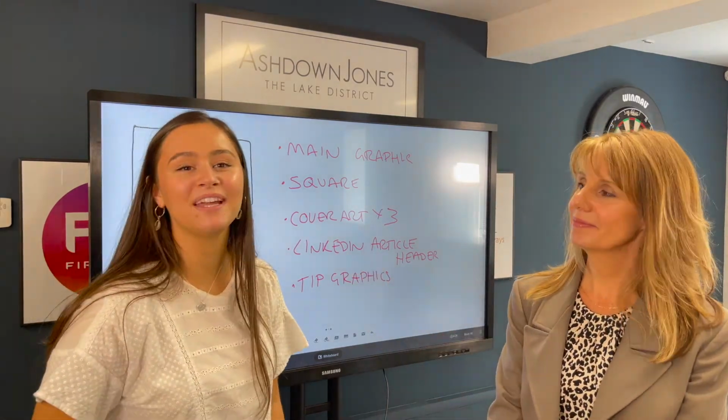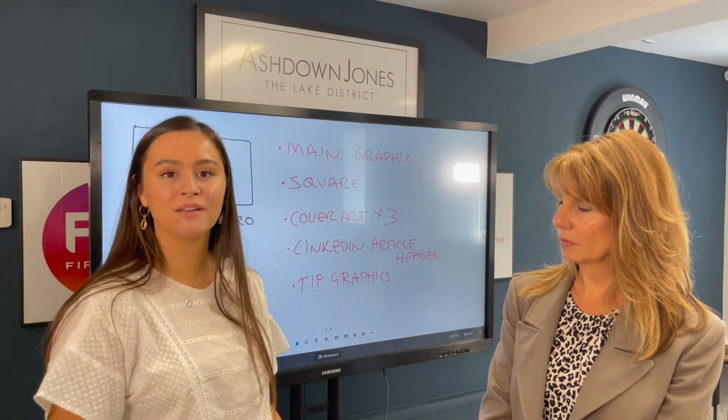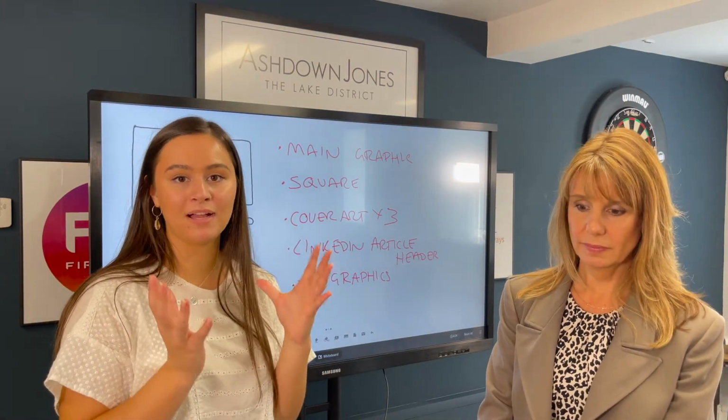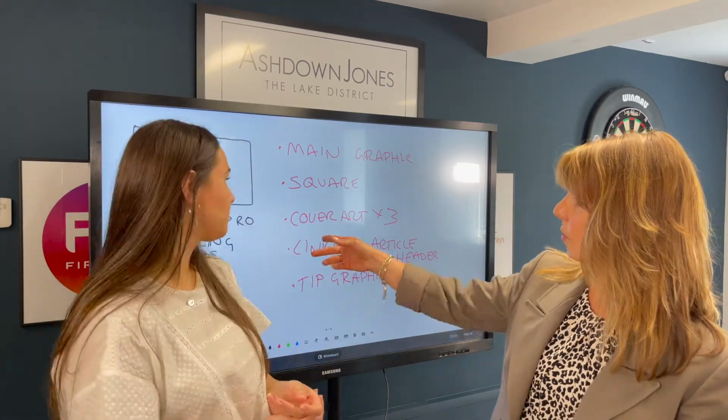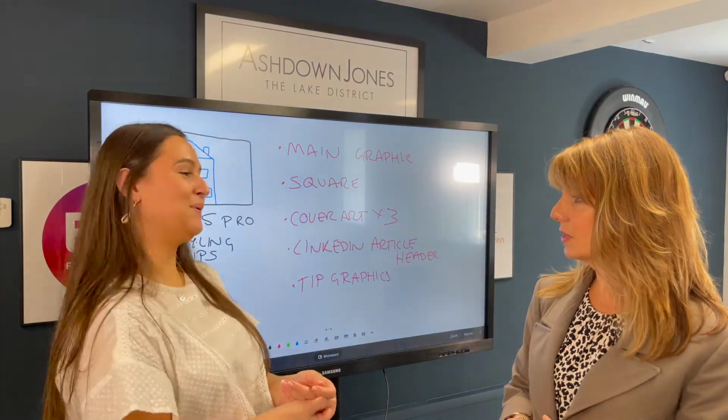So a tip graphic, we kind of call them social graphics as well now. It's just a little square image with an actionable tip that's relevant to what the blog is about, the content topic. So we've got top 5 pro styling tips. Cool. So how would you use that?